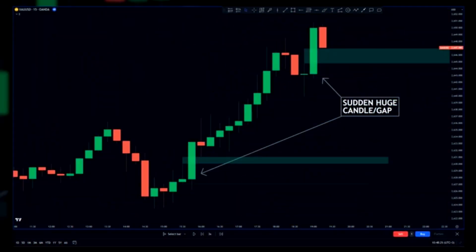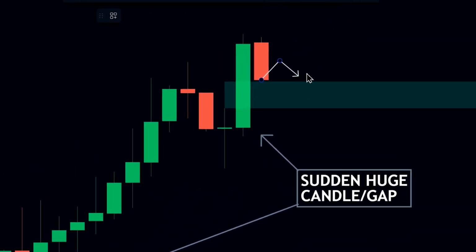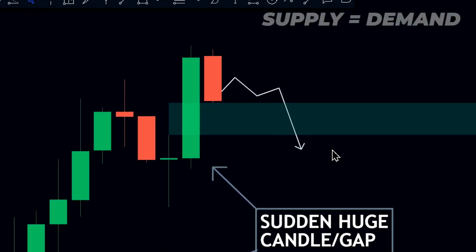So what exactly is an instantaneous fair value gap mitigation? Let's break it down. A fair value gap, FVG, happens when there's a disparity between supply and demand, often caused by sudden price movement that leaves a gap in the market. These gaps show areas where not all orders were filled, creating inefficiencies. Mitigation is when the price returns to these gaps to fill them, balancing supply and demand.